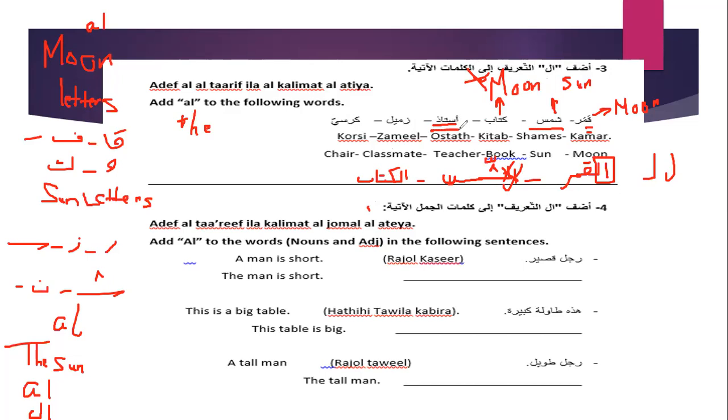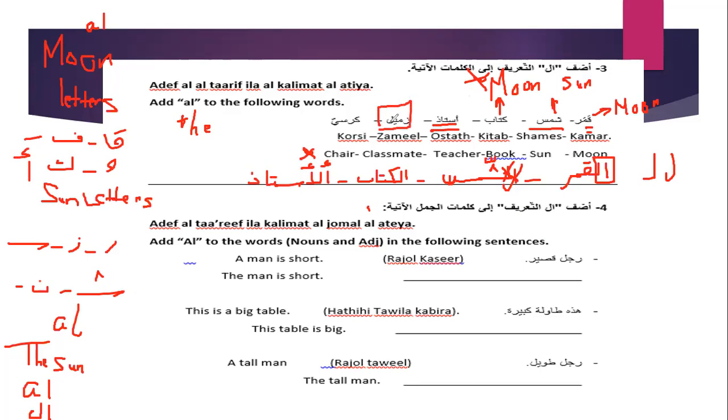Ustad. A is what? It's a moon letter. Since A is a moon letter, I put a, then la, then the A here. Because A is a moon letter, I don't need to put shadda above this word. I don't put shadda and I pronounce the al. It's al-ustaz.